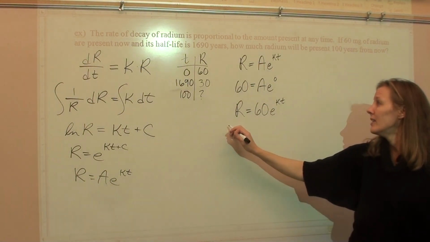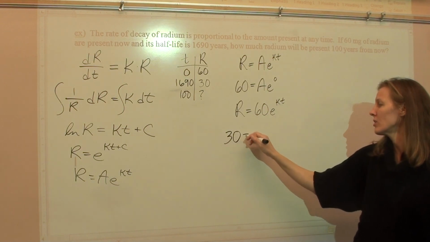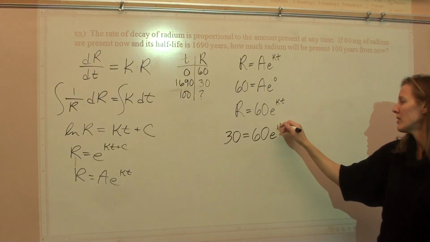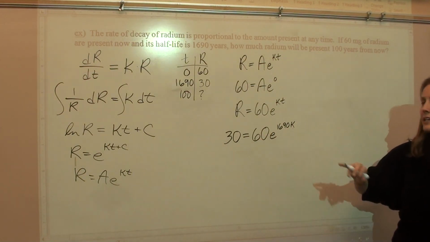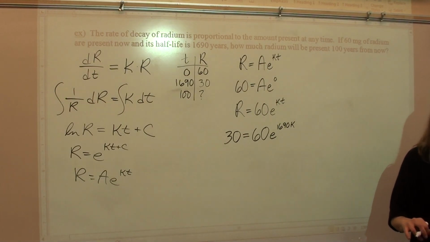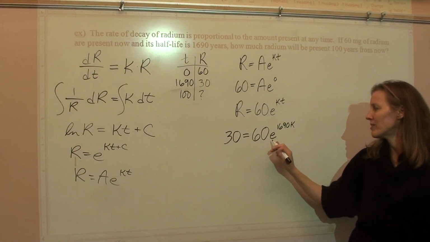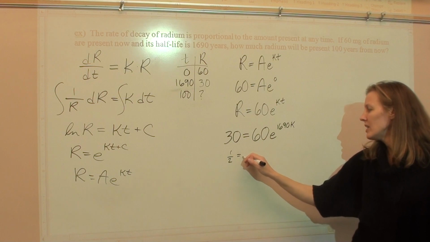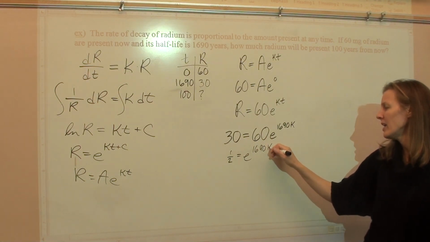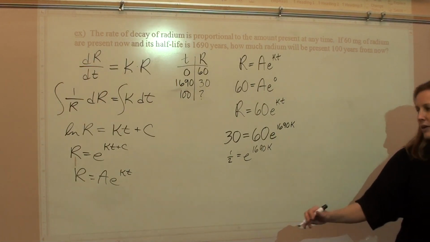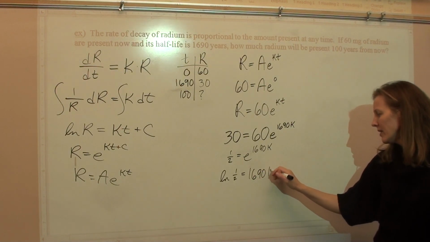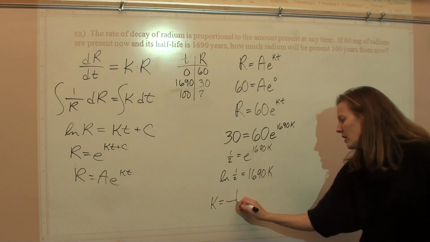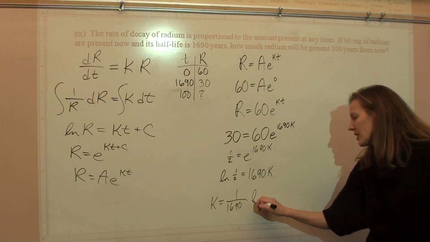It's better just to derive it. Next, when R is 30, t is 1,690. So we have 30 equals 60 e to the 1690 k. First, you've got to divide by 60. You have to isolate the e. So we have 1/2 equals e to the 1690 k. Now we take the natural log of both sides. ln of 1/2 equals 1690 k. So k is 1/1690 times the natural log of 1/2.